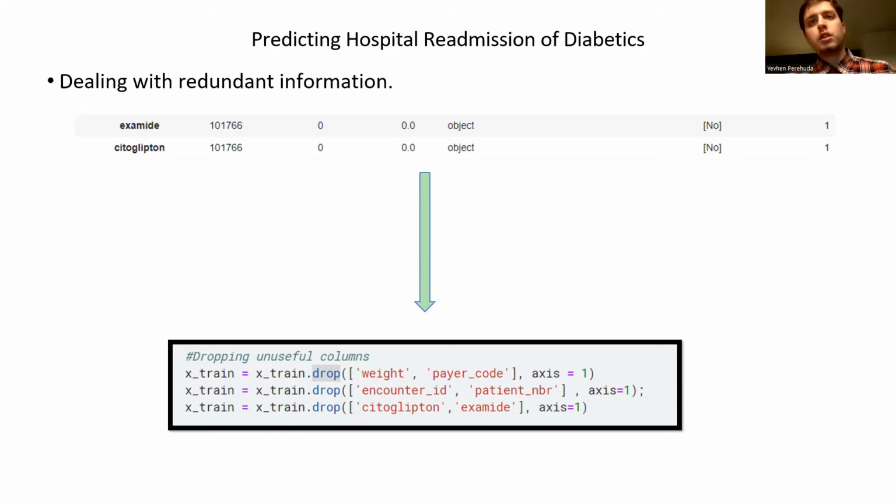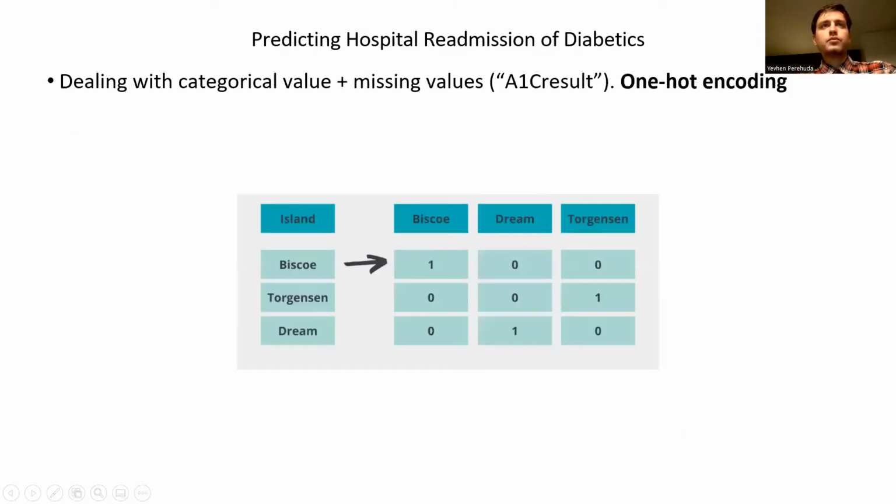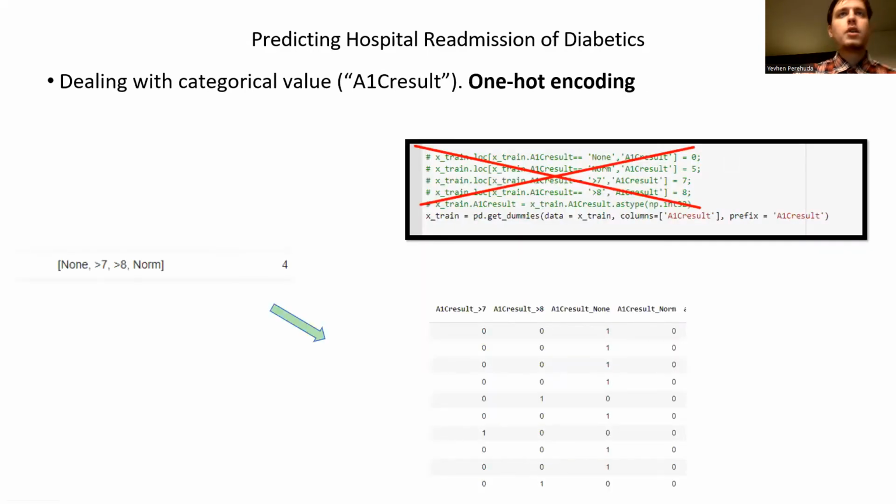And also, we deleted information about sitagliptin medication and glimepiride, because for all data instances in our data set, they have the same value for these two medications, namely no. The next group of statistical features, we decided to encode with the help of one hot encoding, when we transform the values in a column to separate columns. We did it with A1C result.